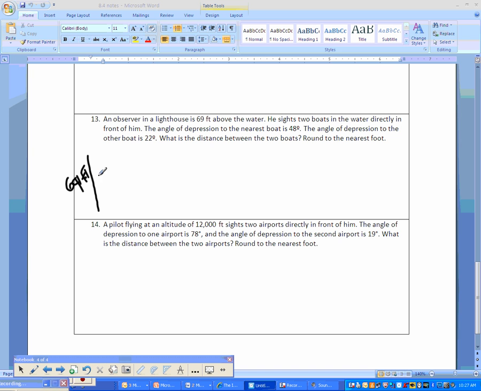And I sight two boats. So here's one boat, and here's another boat. The angle of depression to the nearest boat is 48 degrees. So if I draw this, here I am all the way at the top of the lighthouse, right? So here's my invisible horizontal line. And if I look down, the angle of depression right here is 48 degrees. So again, if this is 48 degrees, that means this angle has to be 48 degrees. And I want to know how far away this first boat is.